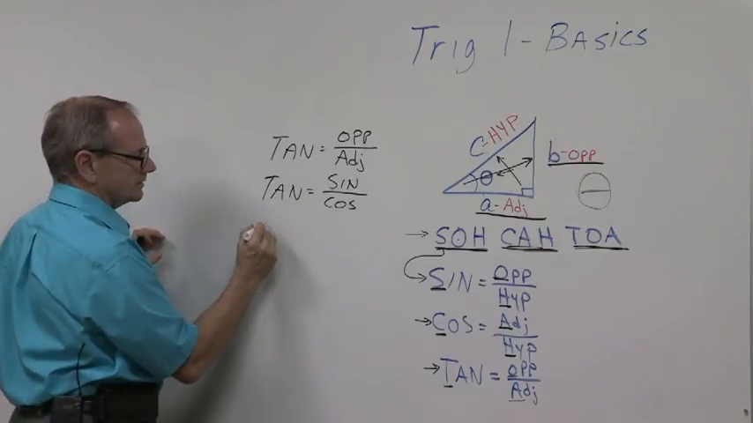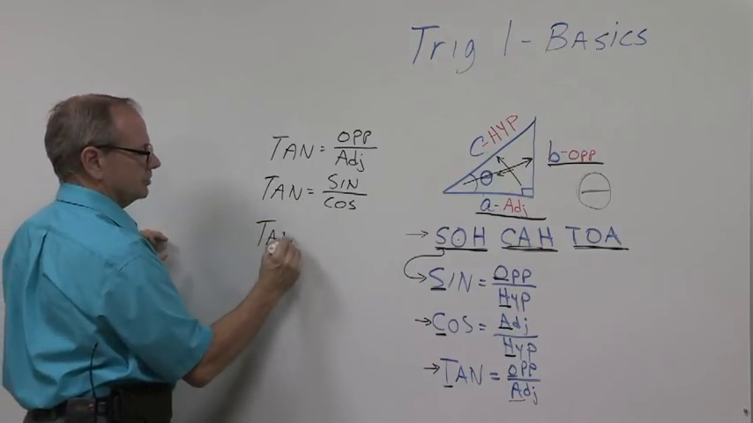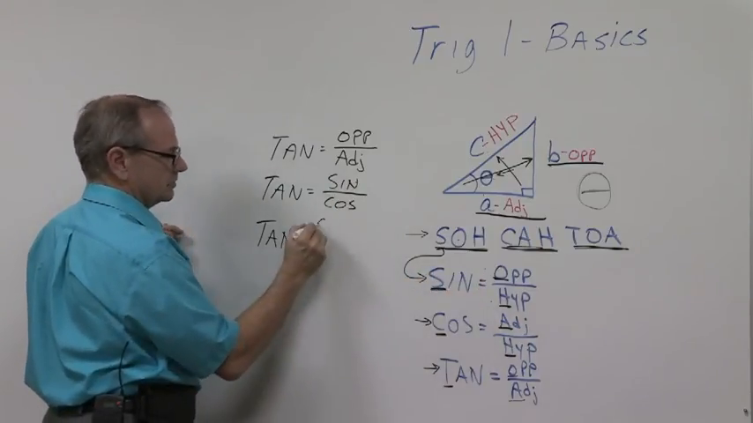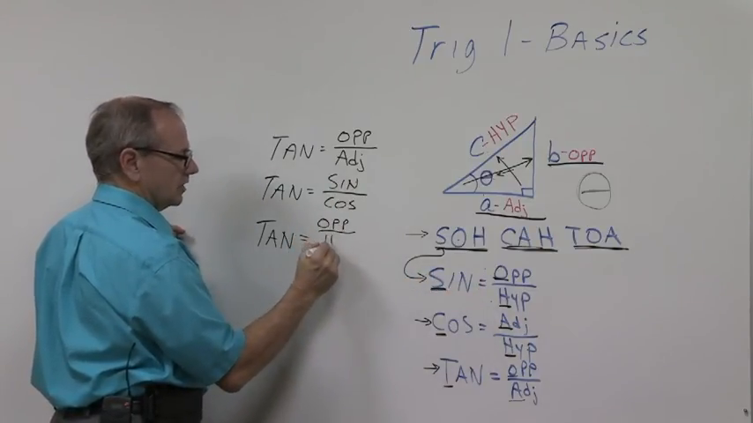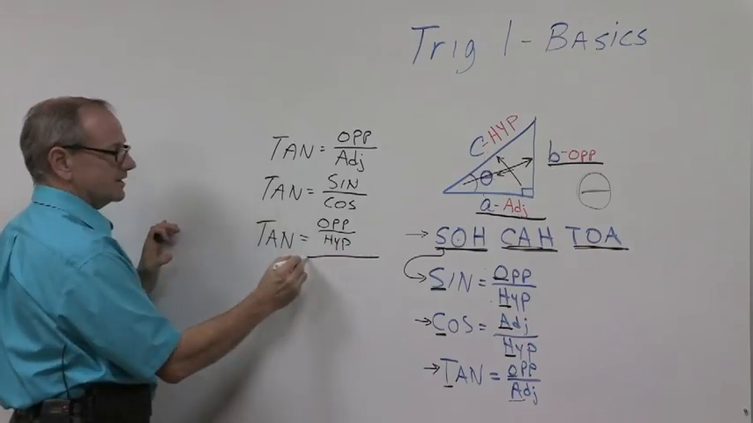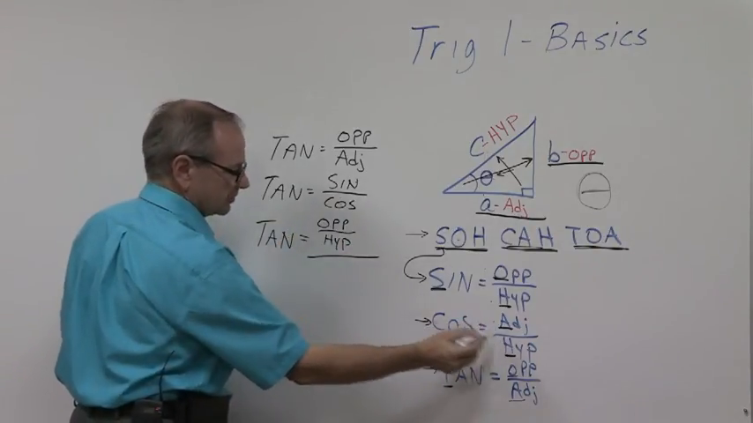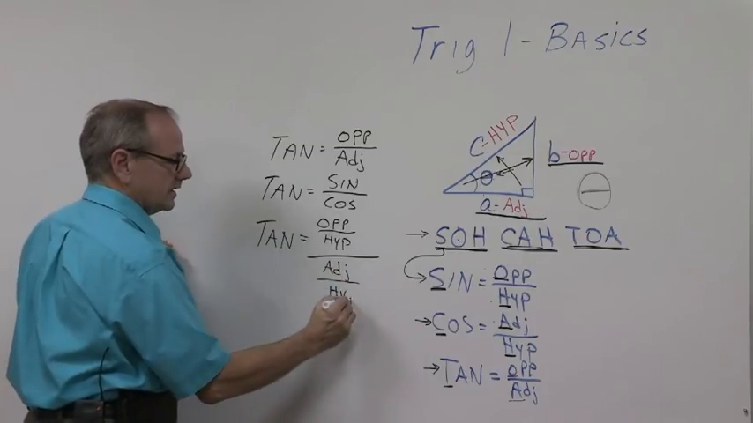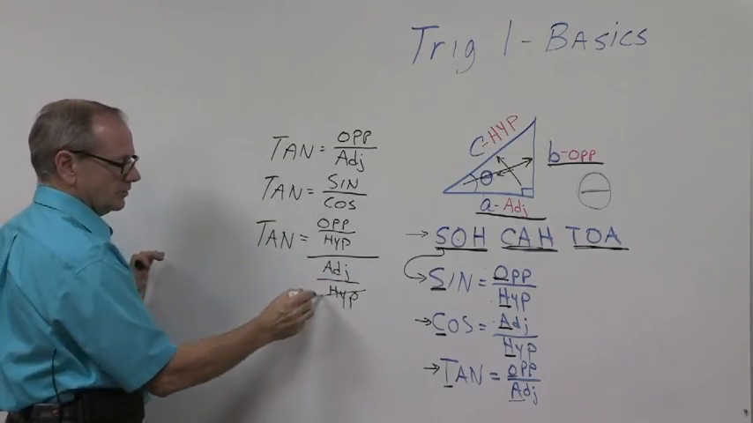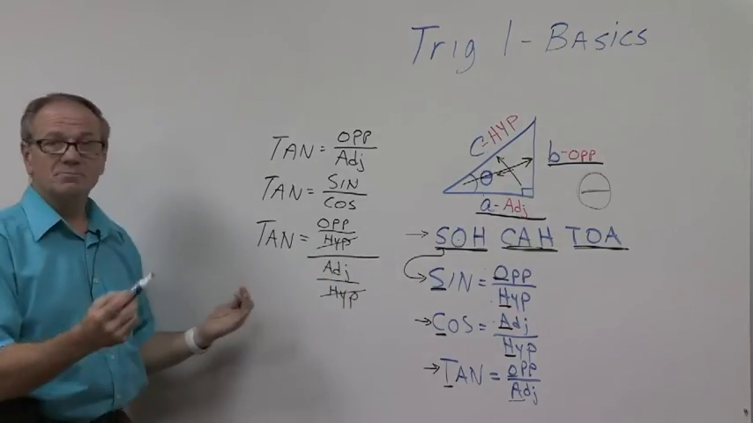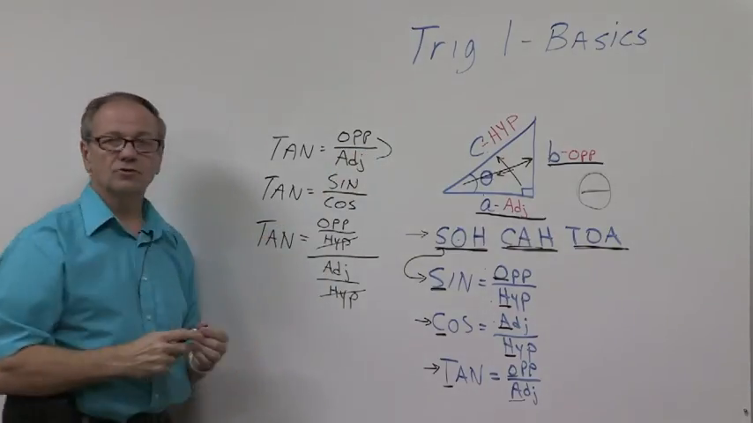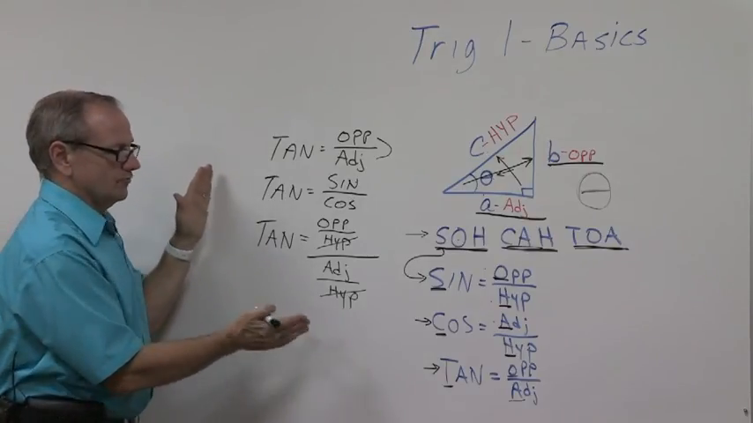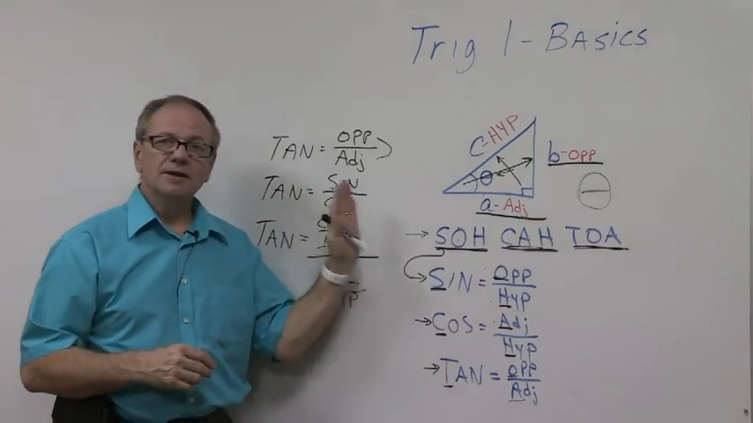So I can rewrite this and you'll see what happens. Tangent is equal to, well, sine is opposite over hypotenuse. So we would write opposite over hypotenuse divided by the cosine, which is adjacent over hypotenuse. Now you can see that my hypotenuses would cancel, and I'm back to this, opposite over adjacent. So this is the basics of the trig functions, and giving them a name.